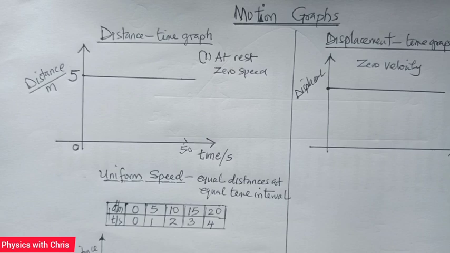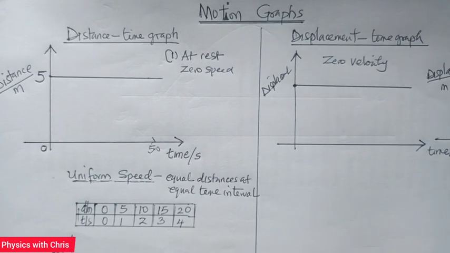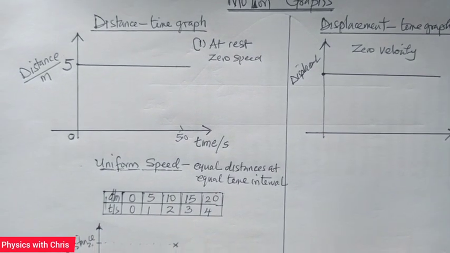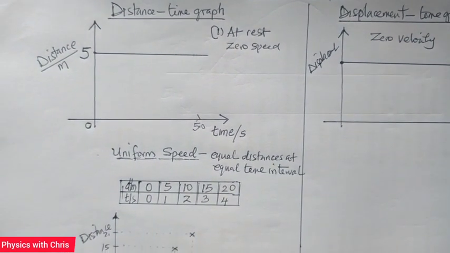If I represent this same information on a displacement time graph, just as you have here, it's going to give me zero velocity. It means the body is still at rest, it has no speed. Now let's represent uniform speed. How about the case when the body is moving at a uniform speed? That is, the speed of the body does not change with time. We say the speed is uniform.